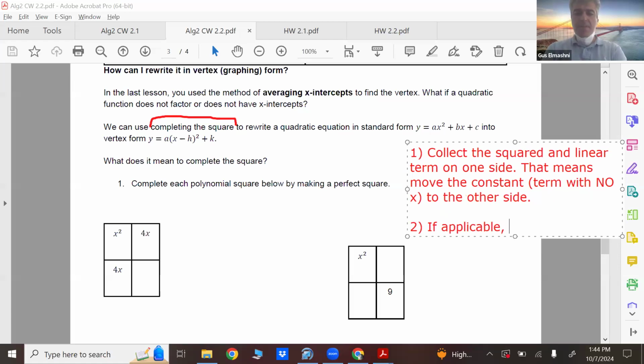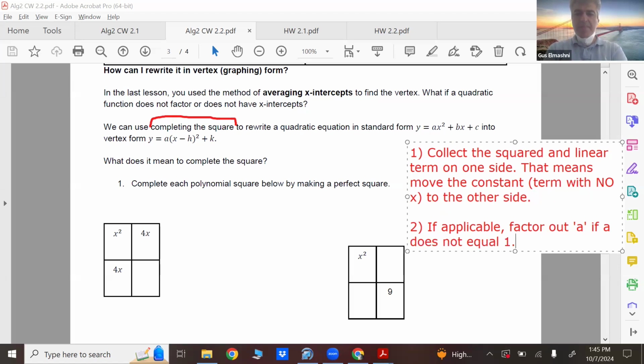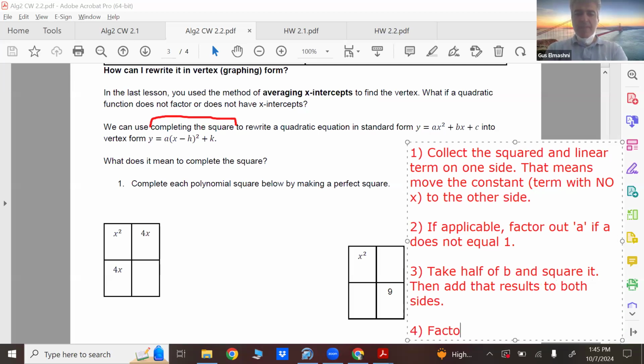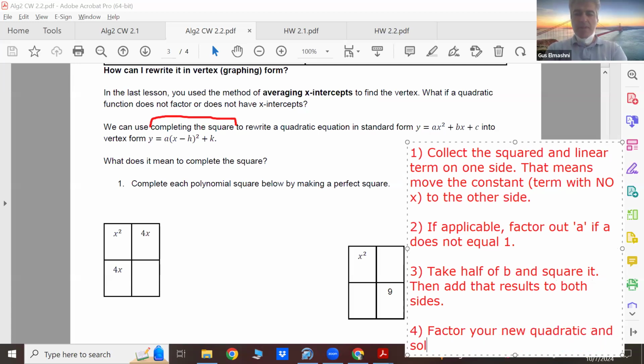If applicable, a does not equal 1. Take half of b, square it, and add that result to both sides. Factor your new quadratic, solve by square rooting both sides.